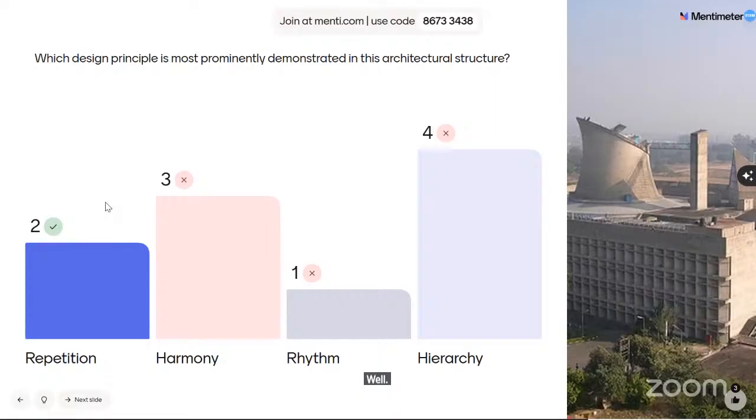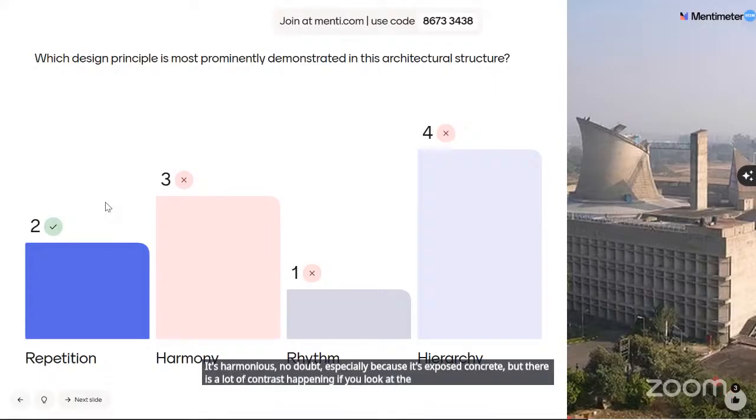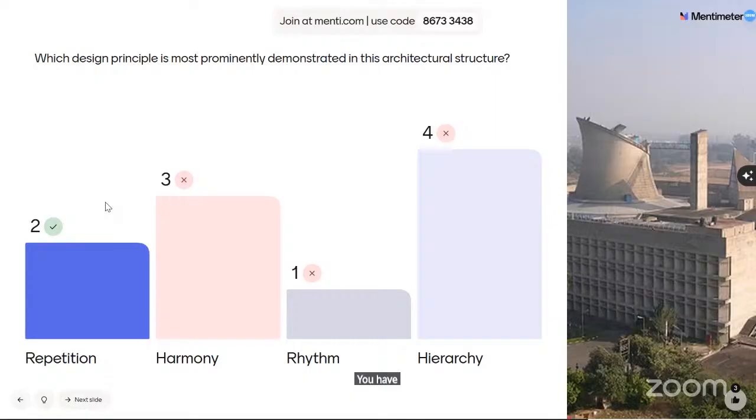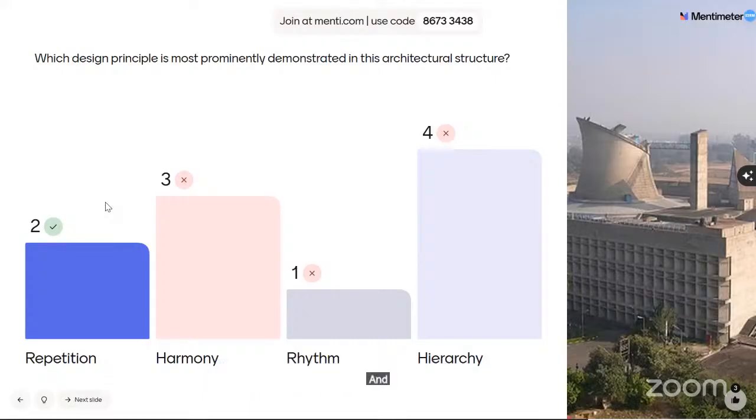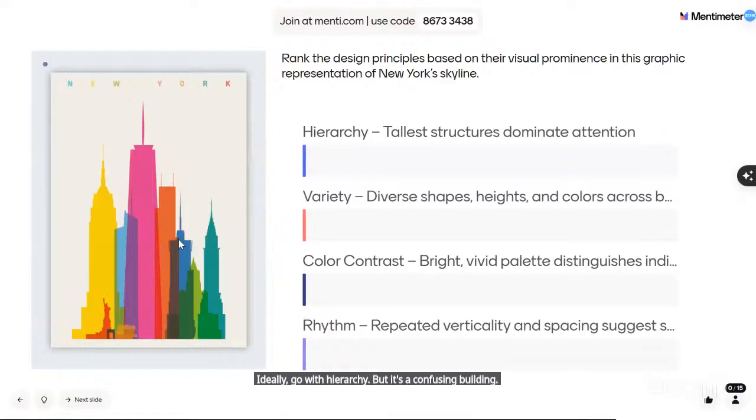Well, some of you have said rhythm because I feel you are saying only the facade, and there is unity, I would say, not even rhythm. There is unity there. It's harmonious, no doubt, especially because it's exposed concrete, but there is a lot of contrast happening if you look at the forms. You have a cuboid, you have a cube, you have a chamfered cylindrical, I don't know what to call that, pyramid, and so on. And repetition, I think you're seeing only the facade. So I would ideally go with hierarchy. But it's a confusing building, done to confuse you.